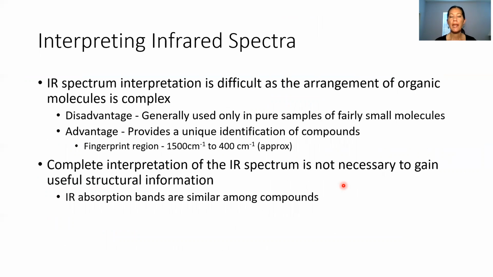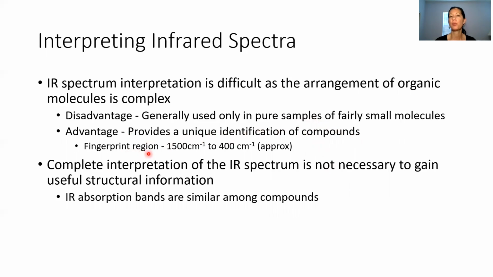Sometimes IR spectra can be difficult to interpret just because molecules are complex. There's a lot of different bonds that are similar. So some of the disadvantages: it's generally used in pure samples of fairly small molecules. There are other spectroscopies that you can use slightly impure and be able to tell the difference. The advantage is that if you do have an authentic sample, you can use that as a unique identification.